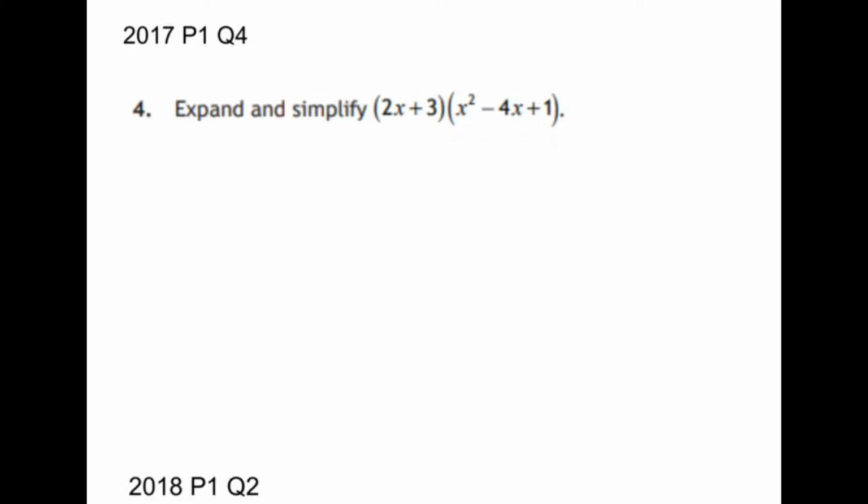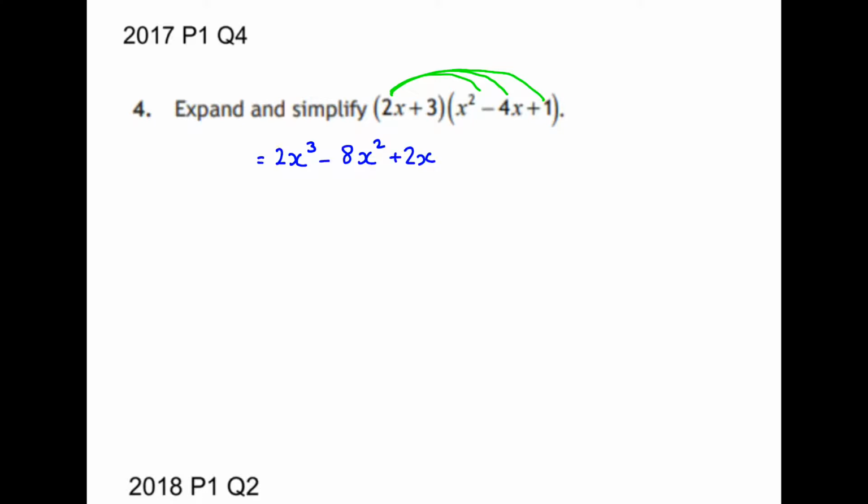So first line, this one. So we've got 2x times x squared gives us 2x cubed. 2x times negative 4x gives us negative 8x squared. And 2x times positive 1 gives us plus 2x.